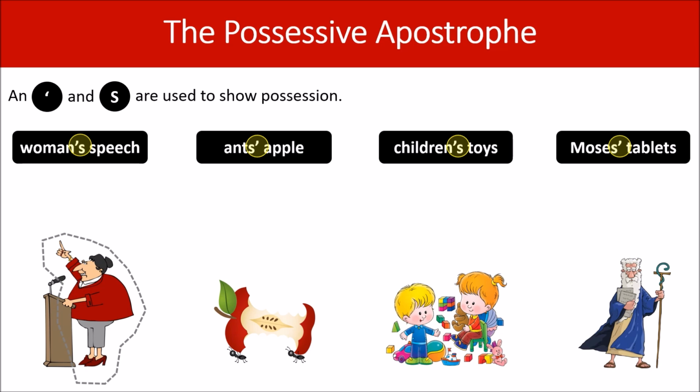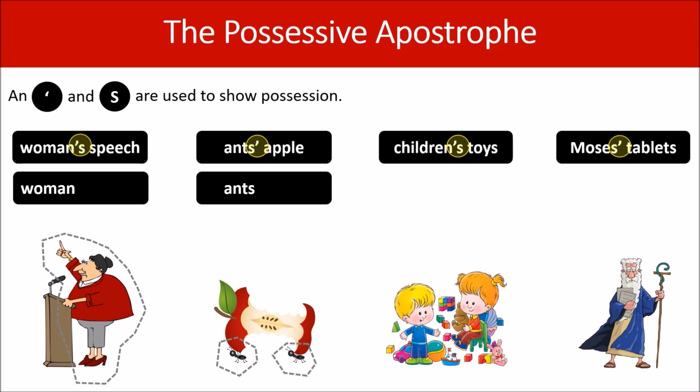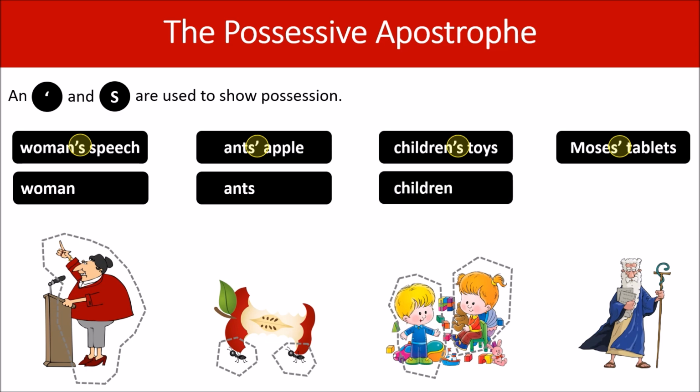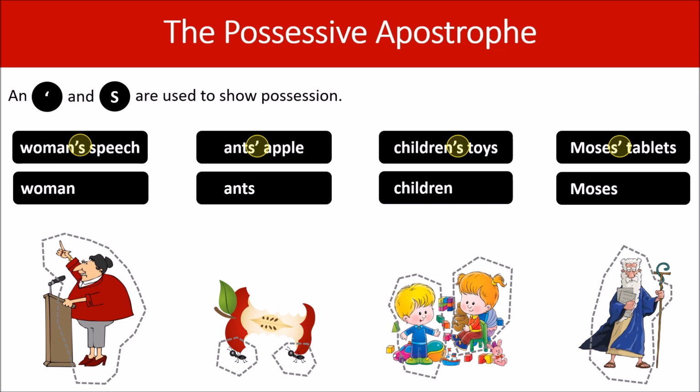Well, the possessor is woman, so write down the word woman. Next, the possessor is ants, so write down the word ants. The possessor here is children, so write down the word children. And here it is Moses, so write down the word Moses. Next, I want you to concentrate on the apostrophe. Put an apostrophe after each of the possessors.